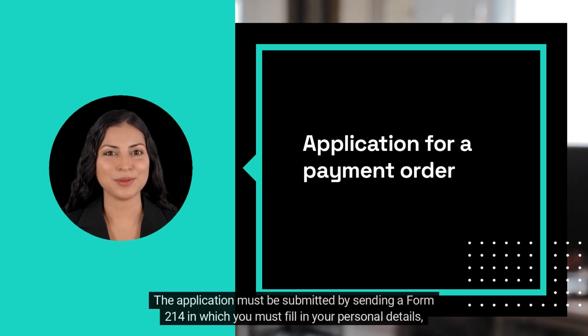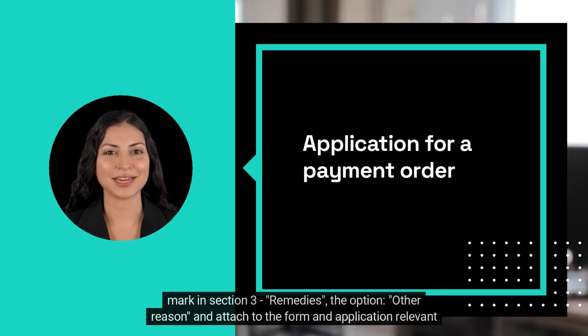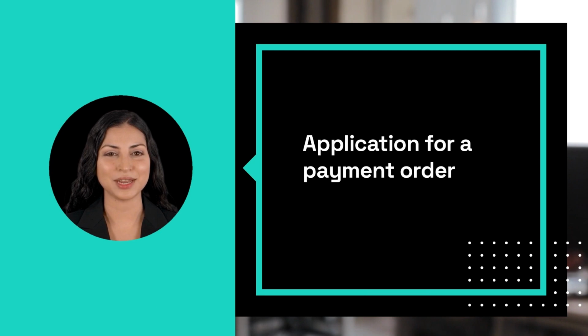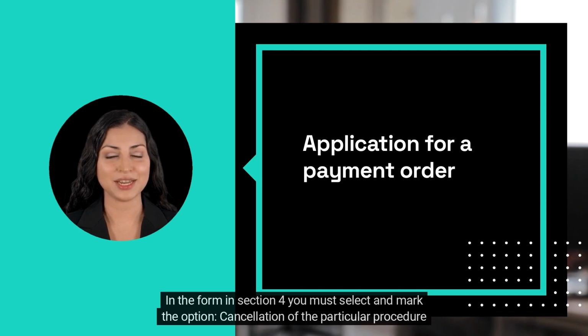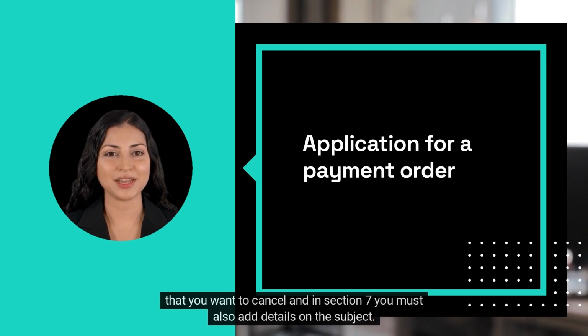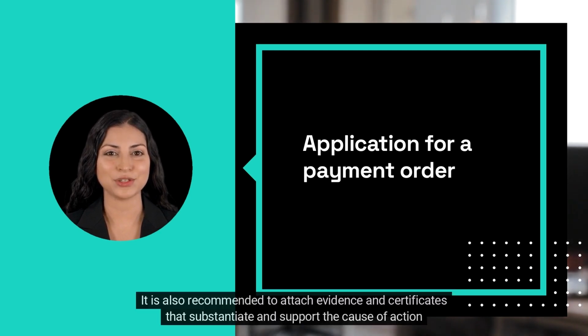The application must be submitted by sending a Form 214 in which you must fill in your personal details, mark in Section 3, Remedies, the option, Other reason, and attach to the form an application with relevant and appropriate reasons. In the form in Section 4, you must select and mark the option, cancellation of the particular procedure that you want to cancel, and in Section 7 you must also add details on the subject.